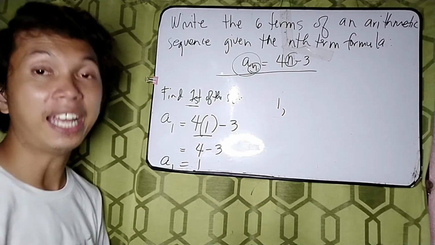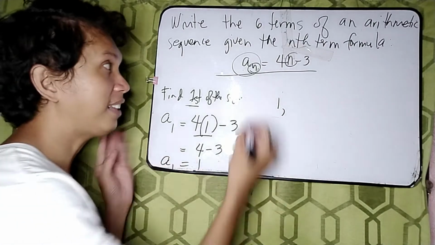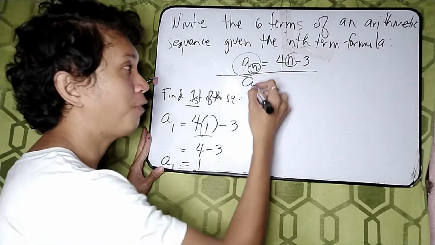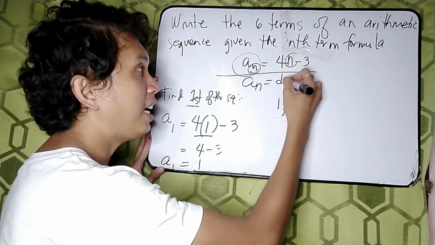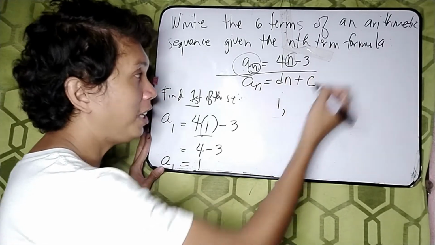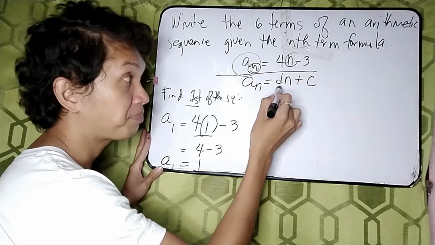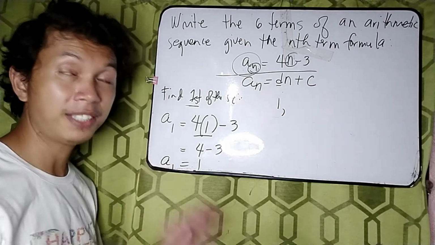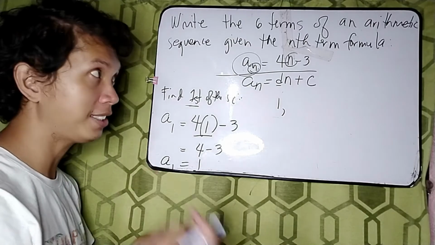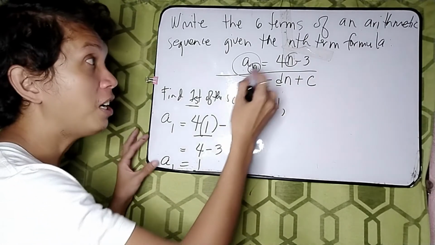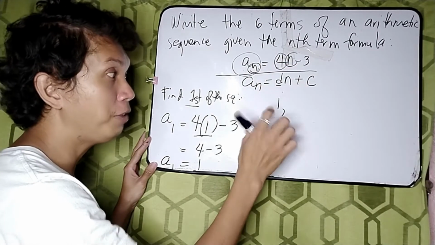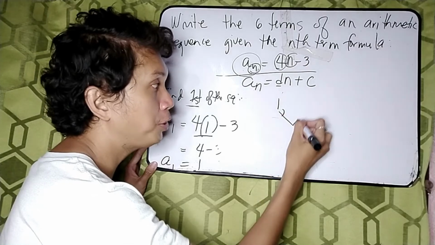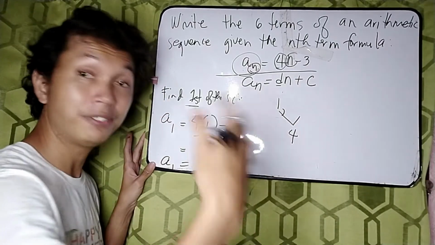And since I have said that the format for our explicit formula is a sub n is equal to dn plus c, wherein d is the common difference, the number that we add to get the next term, it's very obvious here that d is 4. So now we will just add 4 to the first term to get the rest of the terms.